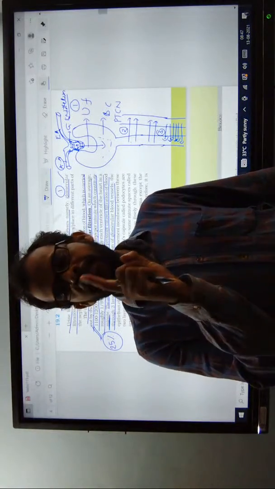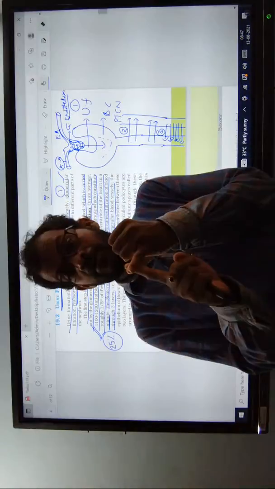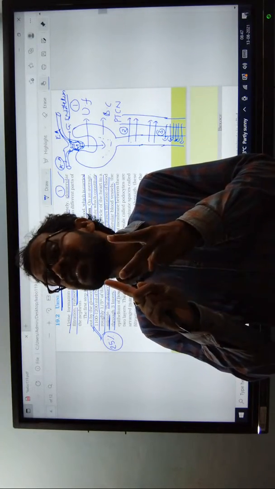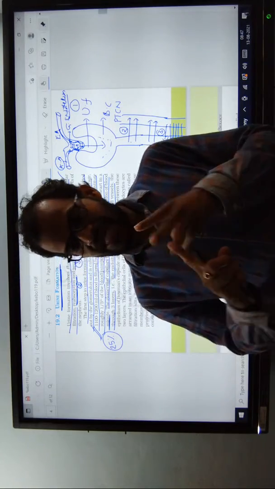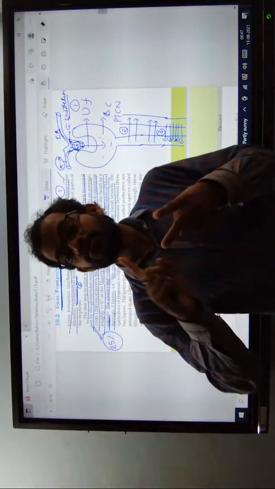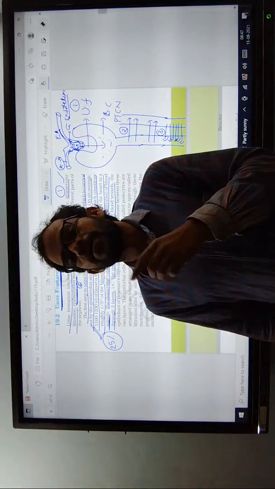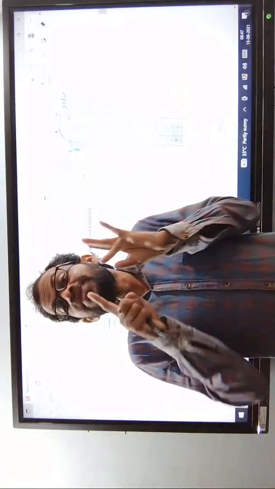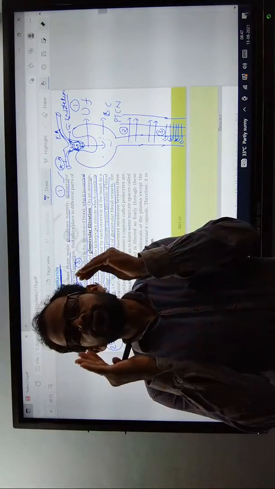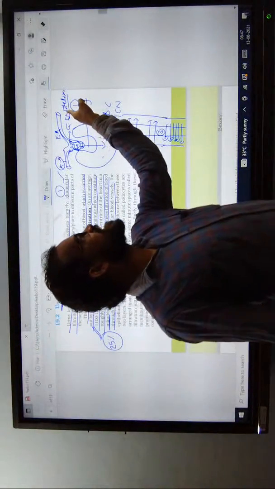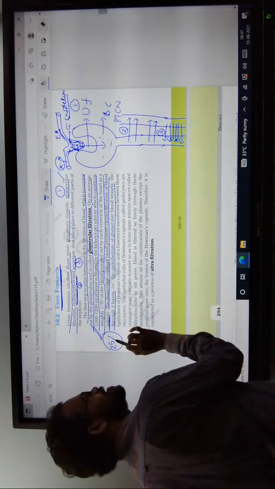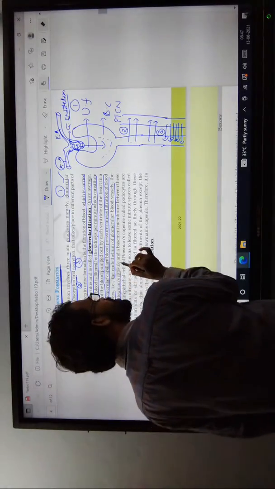Only a single layer is present in the capillaries. Arteries consist of three layers: tunica externa, tunica media, tunica interna. Veins also consist of tunica externa, tunica media, tunica interna. But capillaries consist of a single layer. The tunica externa layer is absent, the tunica media layer is absent, and only the tunica interna layer is present. This tunica interna layer is also known as endothelium. What else? The epithelium of the Bowman's capsule.